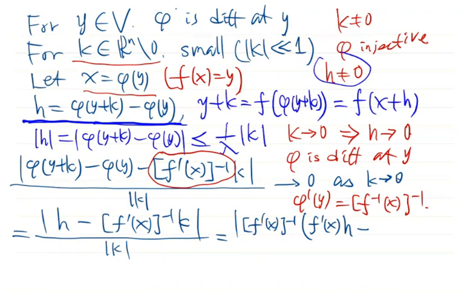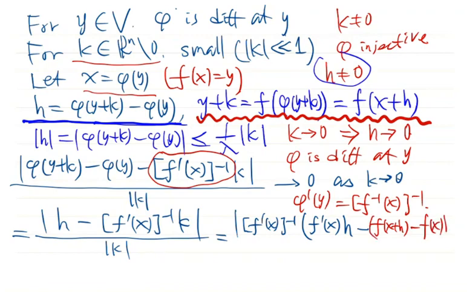Okay, what's k? We observe this equality: k is f(x plus h) minus y, but y is f(x), so k can be written as f(x plus h) minus f(x). So the numerator can be written in this way, and the denominator remains the norm of k.